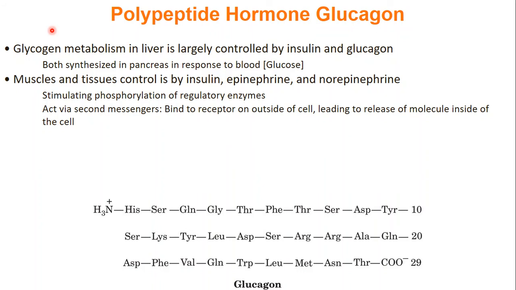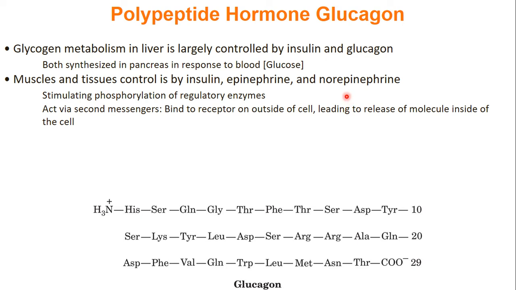In this video, we're going to continue our discussion of glycogen metabolism control. Glycogen metabolism in the liver is going to be largely controlled by the hormones insulin and glucagon. Both are synthesized in the pancreas in response to blood glucose. Insulin is made when you have high glucose. Glucagon is made when you have low glucose. That's kind of what the name means. Glucagon: glucose is gone. All right.